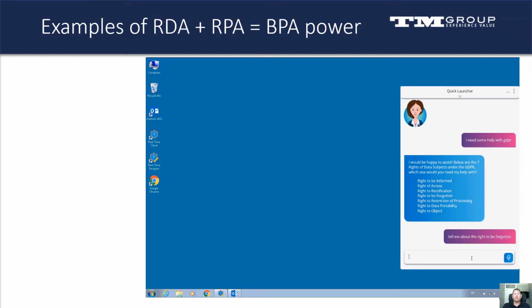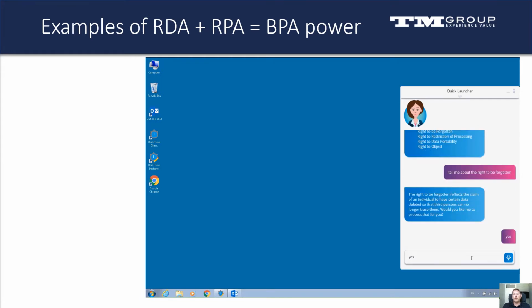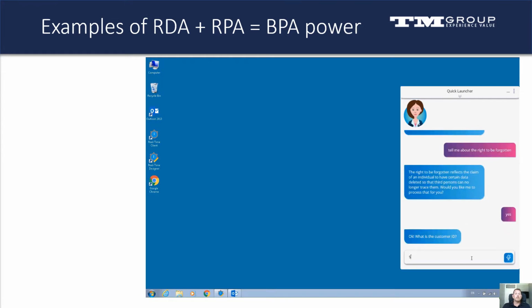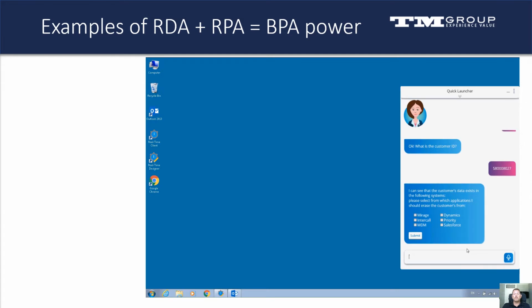The assistant now also checks the knowledge database: is this the scenario that he's talking about? It also puts in some follow-up questions in order to determine the right process to start for the agent. So this is the interaction between an agent and the RDA.